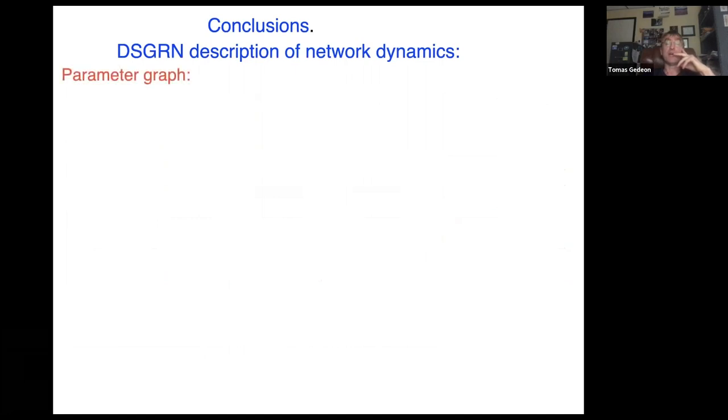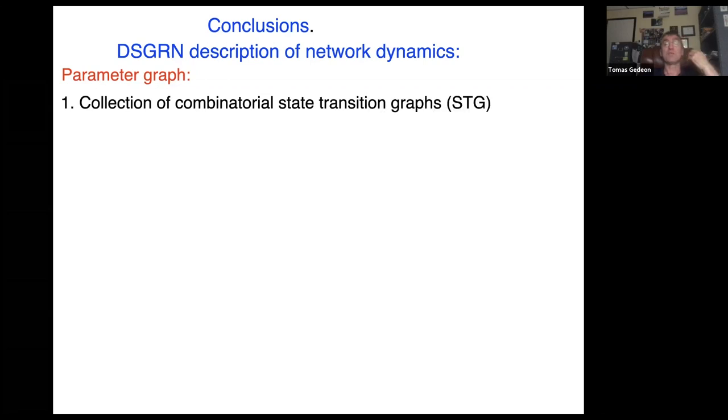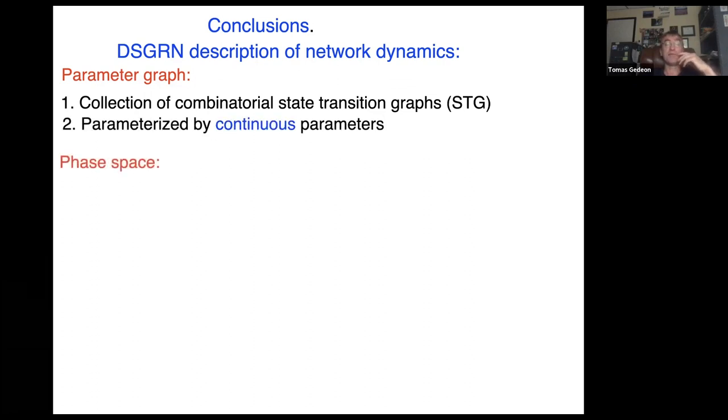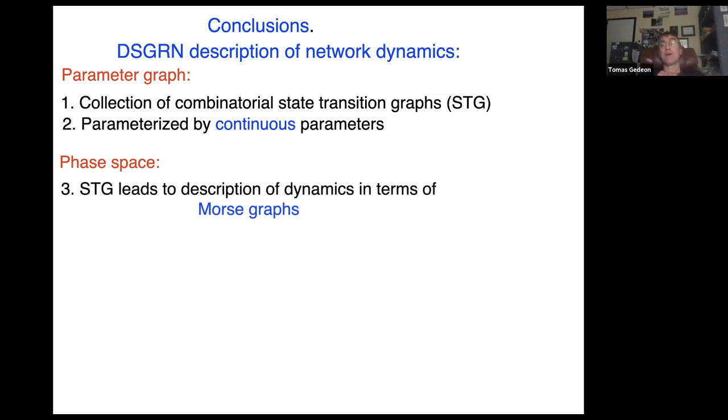So let me conclude here in a minute or two. This new description of network dynamics relies on three things: the parameter graph, which we can think of as a collection of combinatorial state transition graphs, but also as a collection of monotone Boolean functions which are compatible with the network. And then the phase space, which is the state transition graph, which can be compressed in terms of Morse graphs.